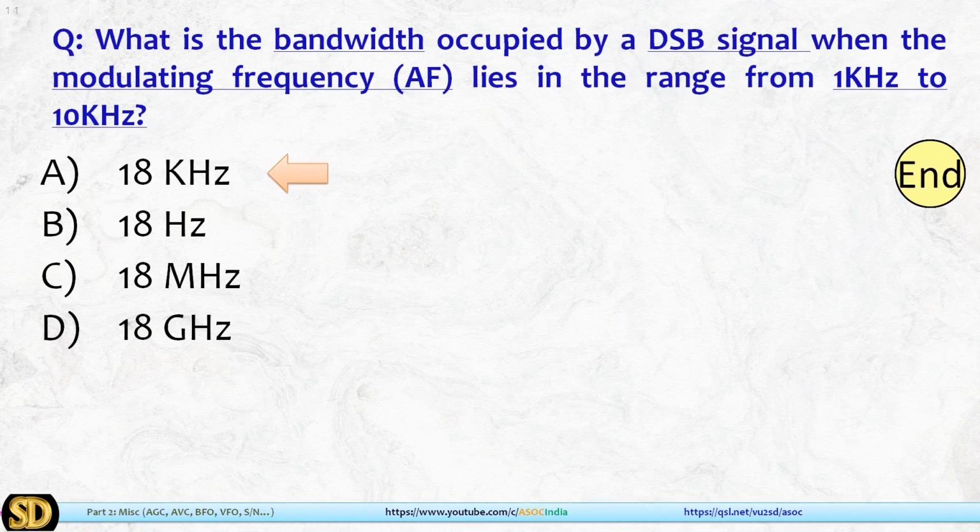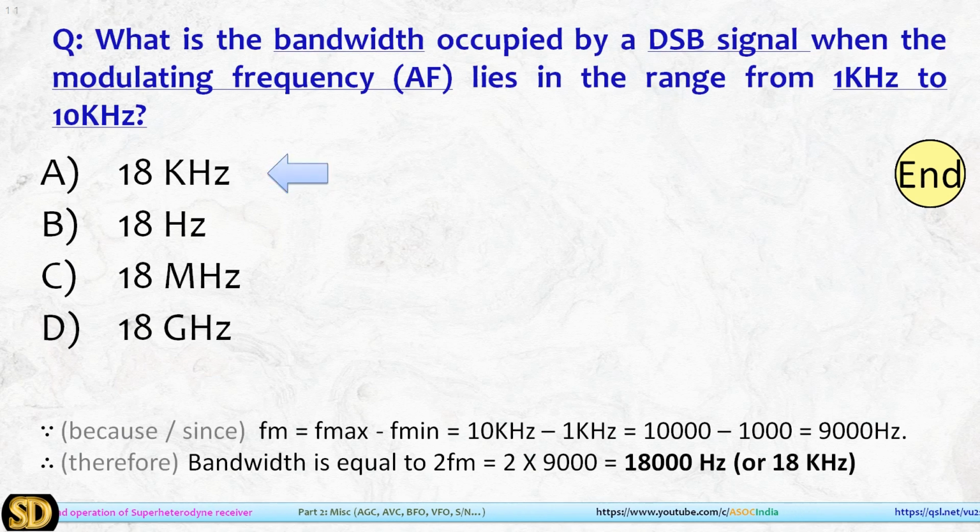18 kHz. Why 18 kHz? I want to explain to you. Because Fm is equal to Fmax minus Fmin. Fmax is 10 kHz, I have already given you, and Fmin is 1 kHz. The difference of the two is 9000 Hz, or I can say 9 kHz. And bandwidth is equal to 2 Fm. So 2 into 9000 means 18,000 Hz, or I can say 18 kHz. Note it down, understand it. This kind of question can come in the exam.